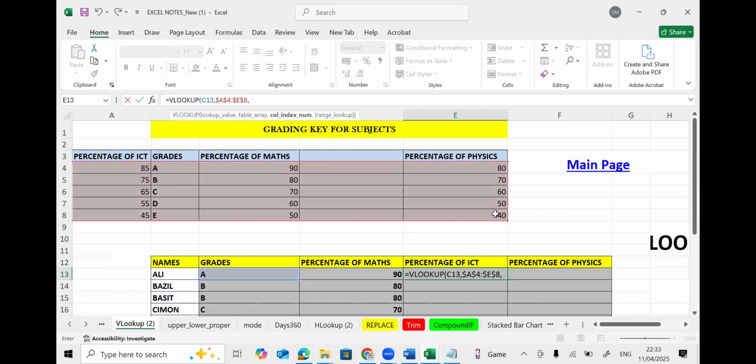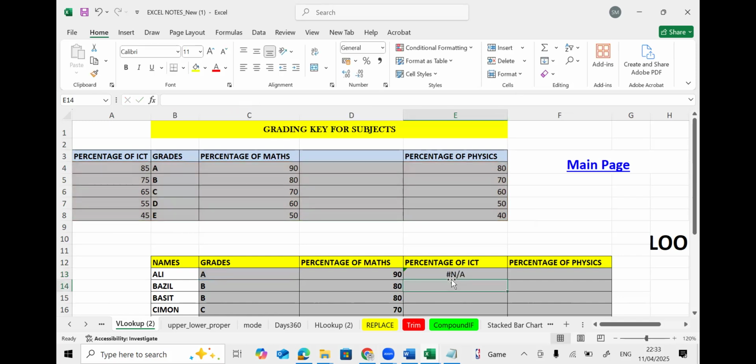Now, from which column do I want to get the value in order to get the percentage of ICT? Tell me. One. Yeah, I'll type 1 and comma 0. I will not get the answer.